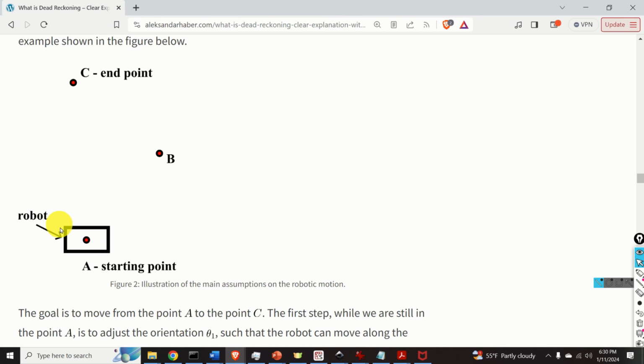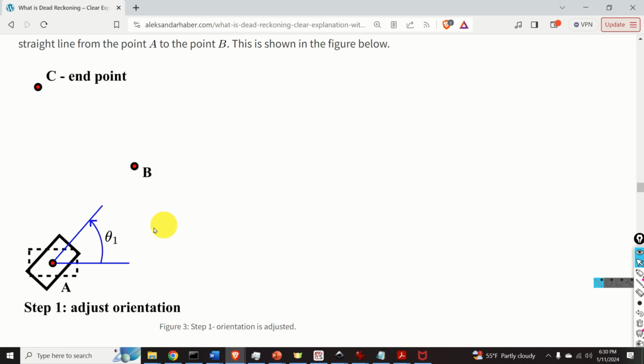Let us illustrate this with this example. Here is our robot, and this circle over here represents the center of the body frame. The goal here is to move the robot from the point A to the point C. The first step, while we are still in the point A, is to adjust the orientation θ1 such that the robot can move along the straight line from the point A to the point B. Here is the situation. We rotate the robot and we keep on rotating until we can move along the straight line from the point A to the point B.